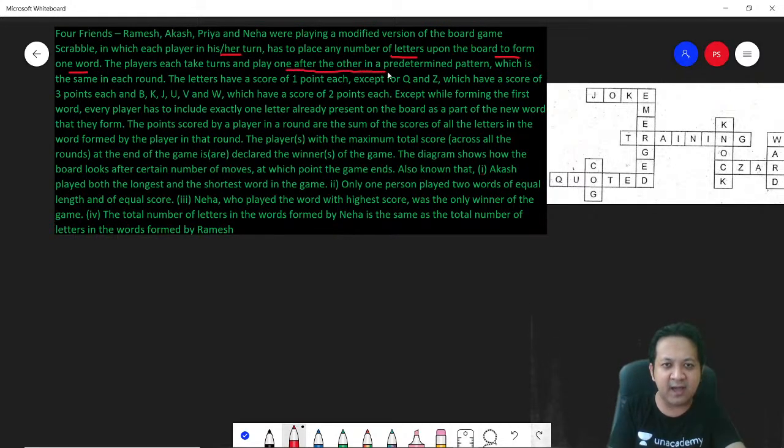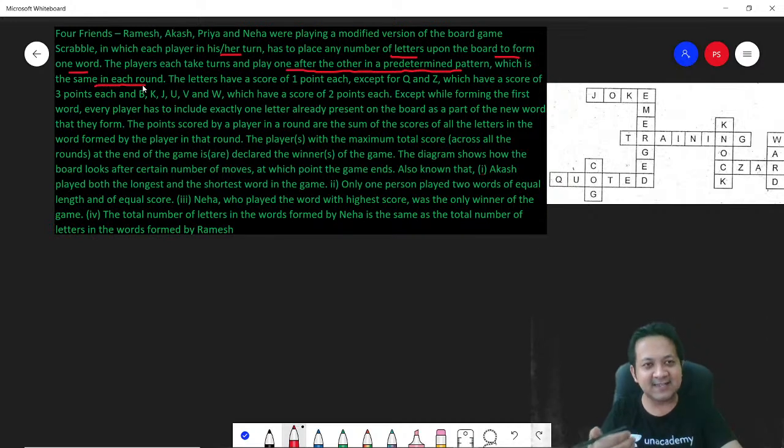One after the other in a predetermined pattern, which is the same in each round. As an example, let's say Ramesh starts the game. There are 4 players. Ramesh starts, then Akash, then Priya, then Neha. Then the cycle repeats: again Ramesh, Akash, Priya, and Neha. So the order is the same. If Akash starts first in round number 1, Akash will also start first in round number 2, and so on.